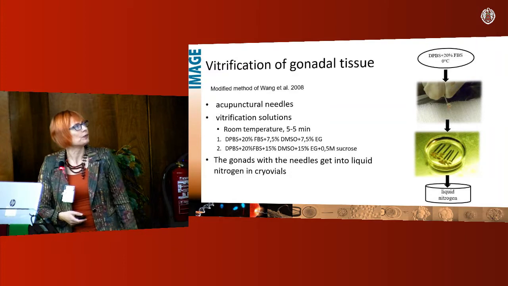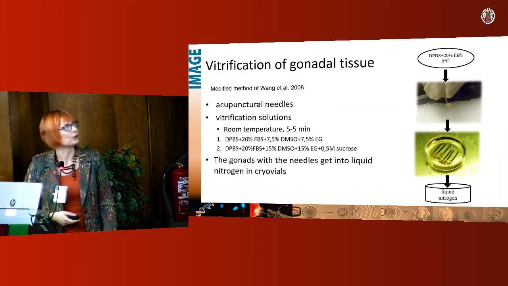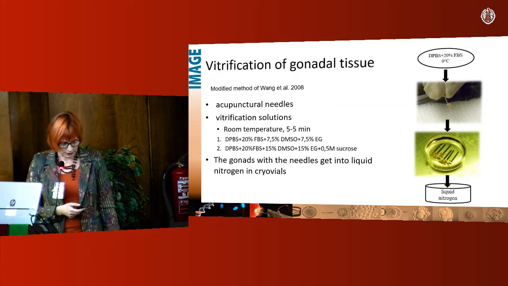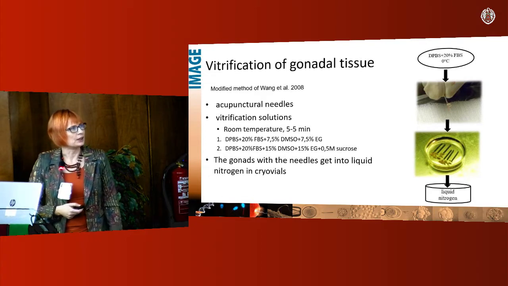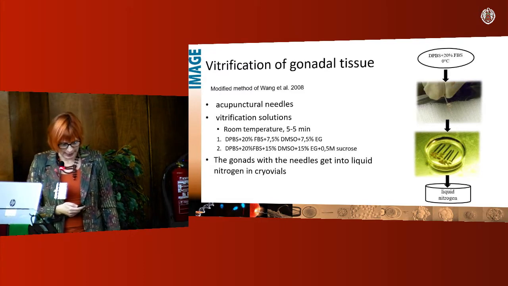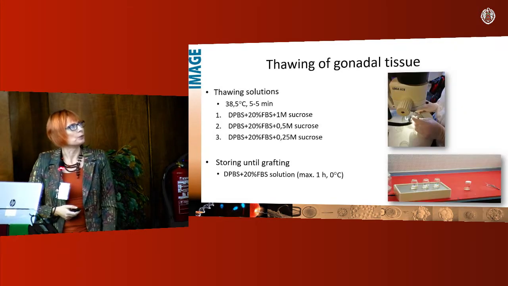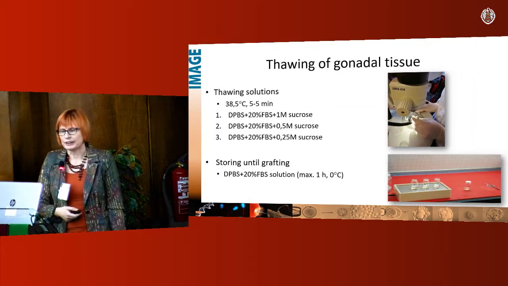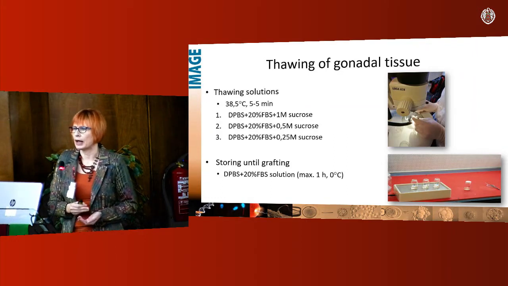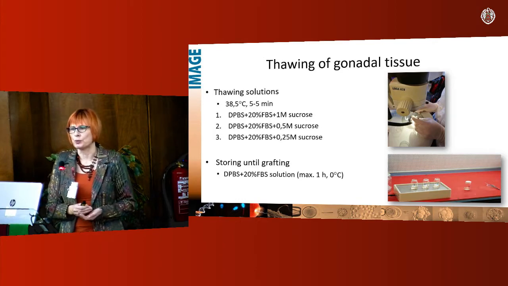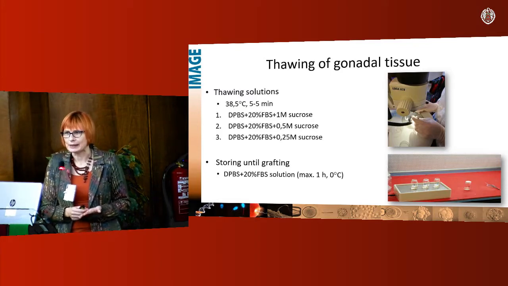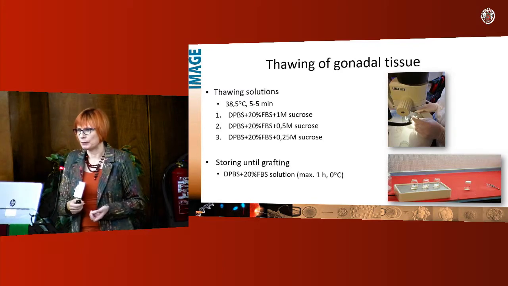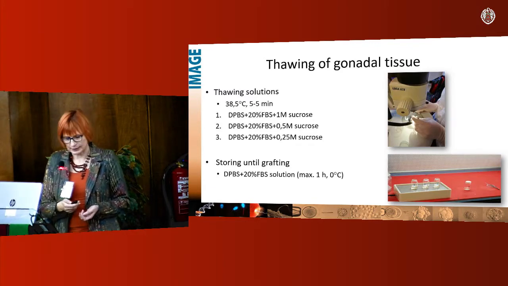We improved the effective vitrification method of gonadal tissue. An acupuncture needle was used as a gonad holder, and we store them in liquid nitrogen. We improved the thawing method too. What is important is that you can cut the gonads into small pieces, and it's enough to transplant a little gonadal tissue piece because it will be a complete gonad after sexual maturation.